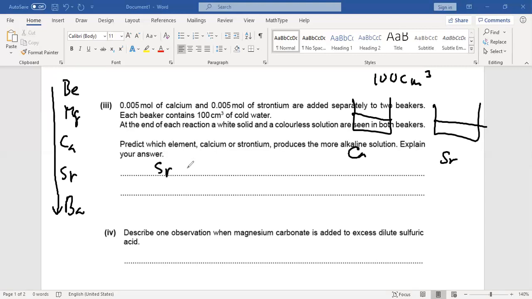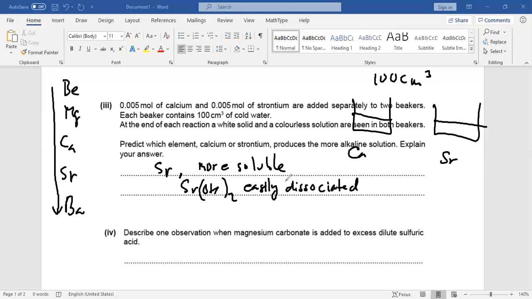Because it forms a more soluble hydroxide. So this one is more soluble. And then Sr(OH)2 is also a stronger base, so it's actually easily dissociated. Why?